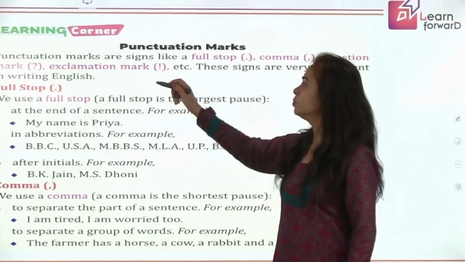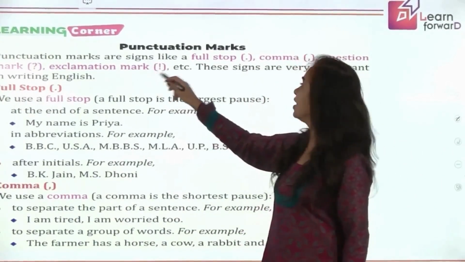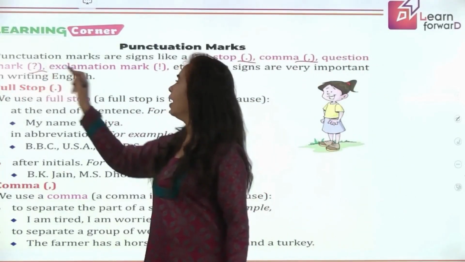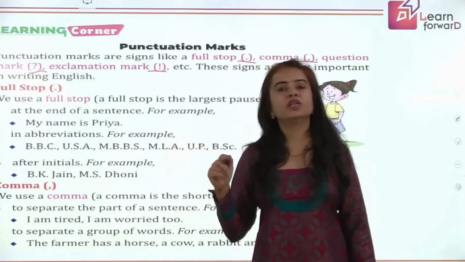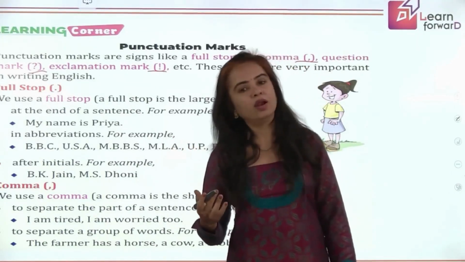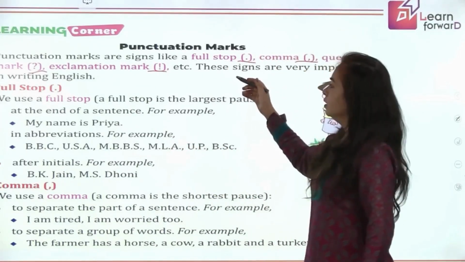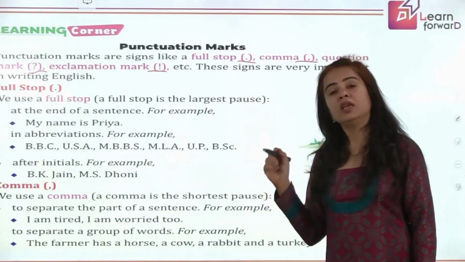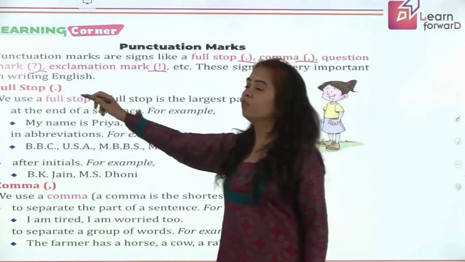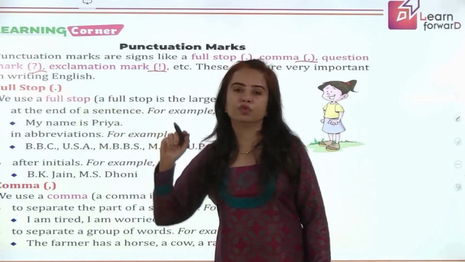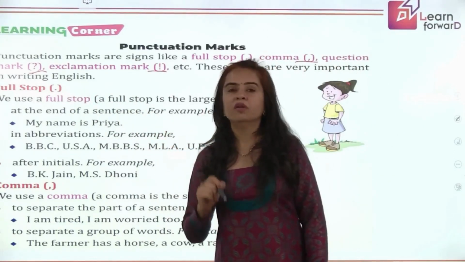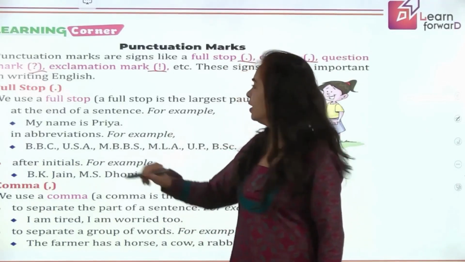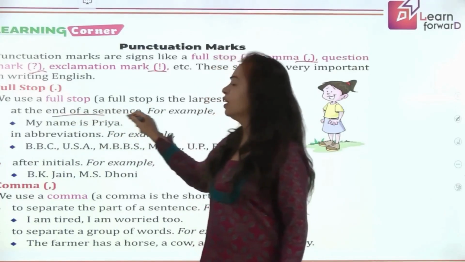I have already explained punctuation marks are the special signs like a full stop, a comma, a question mark, and a mark of exclamation. And there are many more that you will be doing in your higher grades. These are very important in writing, not only in English, in any language, children. Now, we must know where to use full stop. A full stop is like a dot. We have already learned that it is used at the end of a sentence, right?